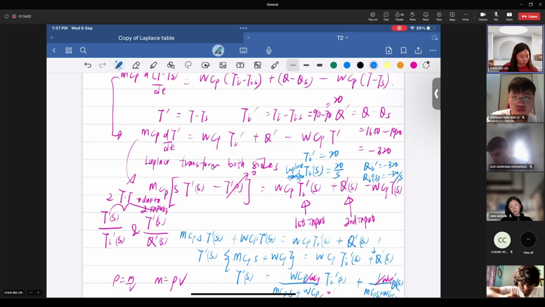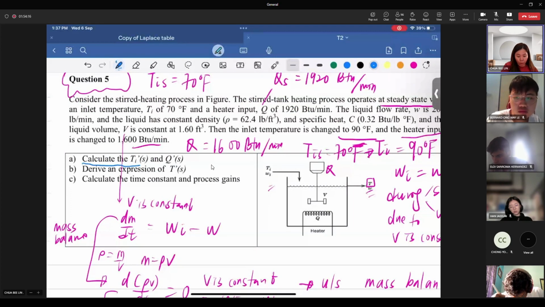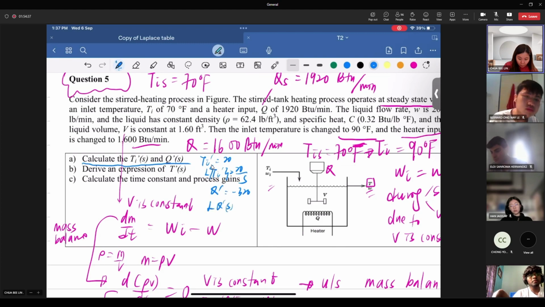So this value you should sub into the Ti prime S and also the Q prime S, which they ask in question A. Question A is about calculating the Laplace of Ti prime and also Q prime. The Ti prime value is 20, so when you Laplace Ti prime, you will get 20 over S. Same goes to your Q prime, negative 320: when you Laplace it, you get a number divided by S. So this is solving A. Then derive an expression of T prime S, which we already did. Then finally calculate the time constant and process gain.